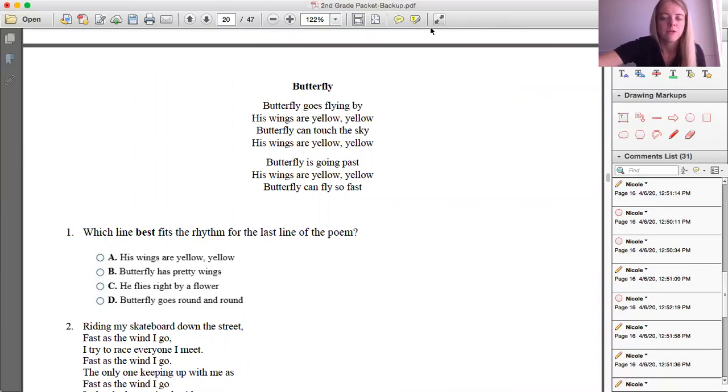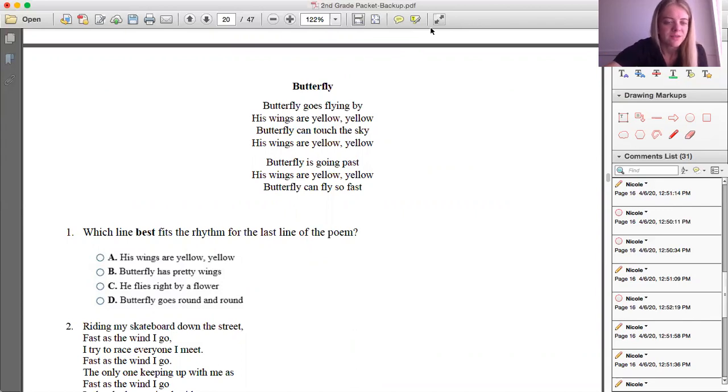In the poem Butterfly: Butterfly, butterfly goes flying by. His wings are yellow, yellow. Butterfly can touch the sky. His wings are yellow, yellow. Butterfly is going past. His wings are yellow, yellow. Butterfly can fly so fast.